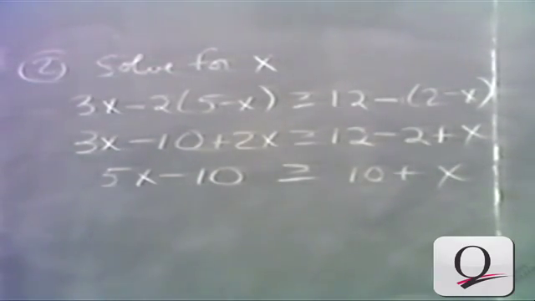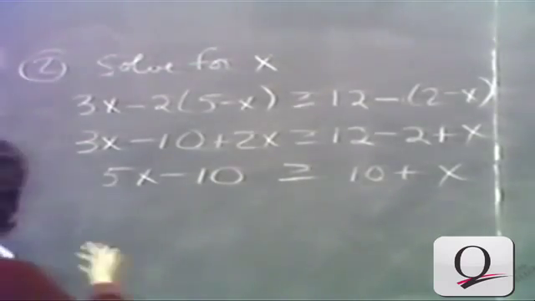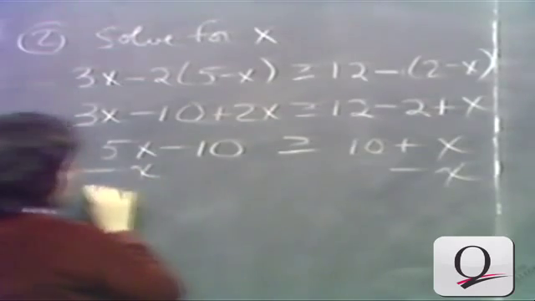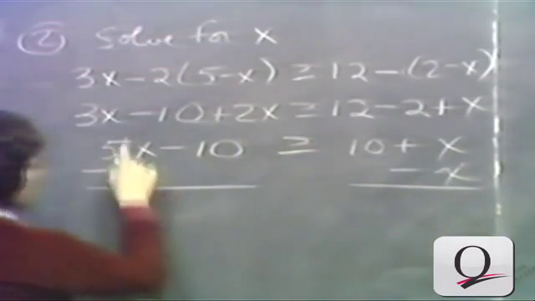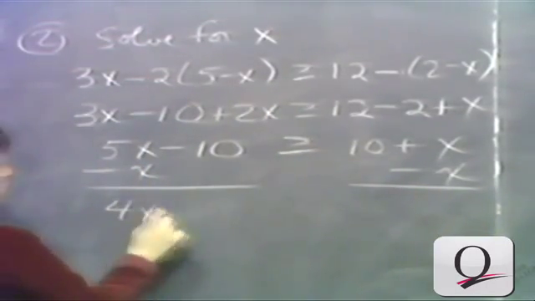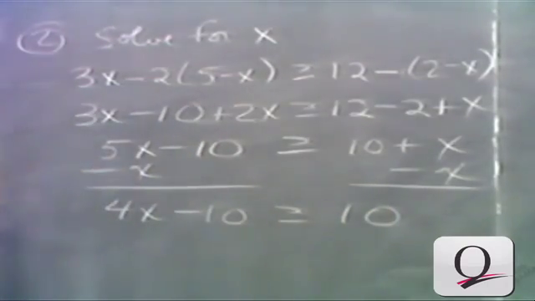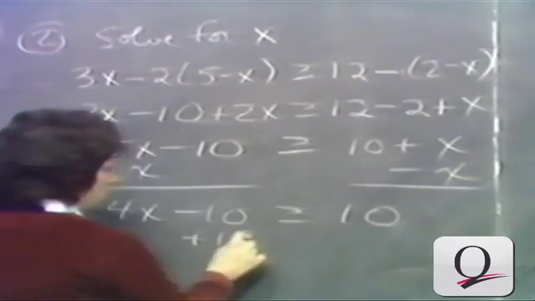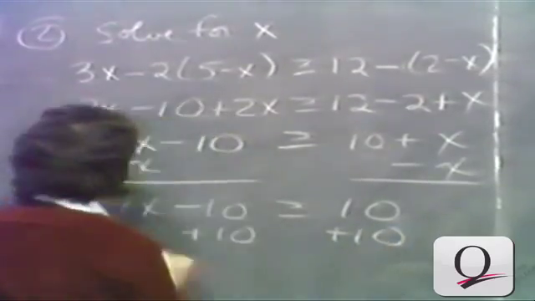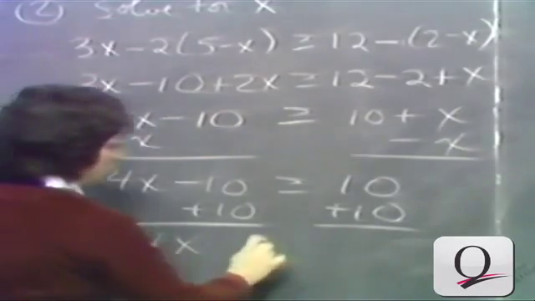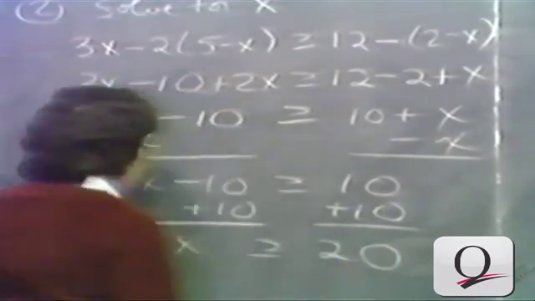Okay, we'd like to get the x terms on one side, just like when we solve an equation, and the constant terms on the other. Let's subtract x from both sides to move the x to the left side. 5x minus x, that's 4x minus 10, greater than or equal to 10. And we would like to add 10 to both sides of this inequality to get 4x is greater than or equal to 20.